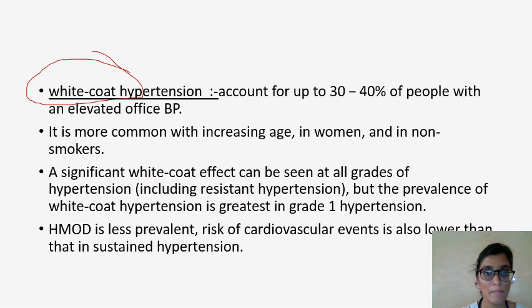Coming to white coat hypertension, it accounts for 30 to 40% of the people with elevated office BP. It is more common with increasing age, in women and in non-smokers. A significant white coat effect can be seen at all grades of hypertension, including resistant hypertension, but prevalence of white coat hypertension is greatest in grade 1 hypertension. HMOD is less prevalent. Risk of cardiovascular events is also lower than that in sustained hypertension.